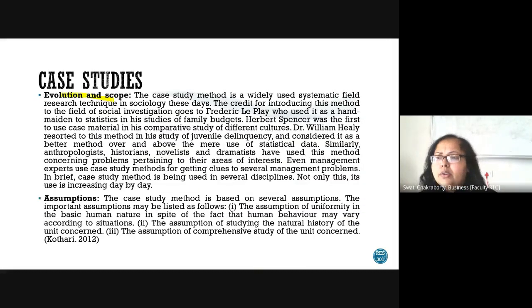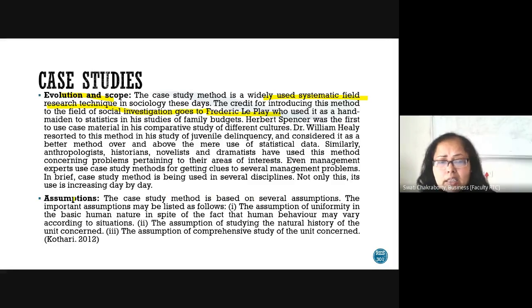Evolution and scope. So it has been used widely in a systematic way, and it's generally used mostly in sociology these days, right? And the first person who started with it goes to Frederick Le Play. Like he was the first person who spoke about it.